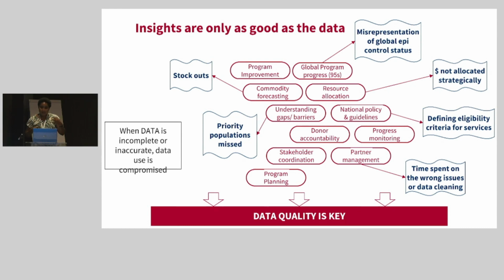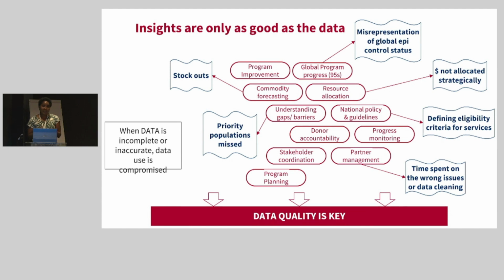So if commodity forecasting is poorly informed by data quality, you might result in stockouts. Priority populations might be missed if there isn't a real good understanding of the gaps and the barriers that we have in our program. The time spent on the wrong issues of data cleaning, like that informs IP management or even sub-partner management.